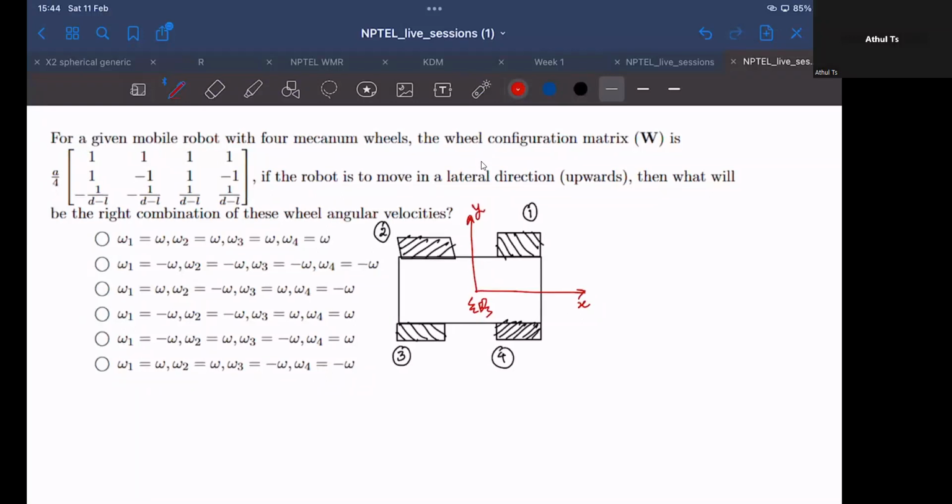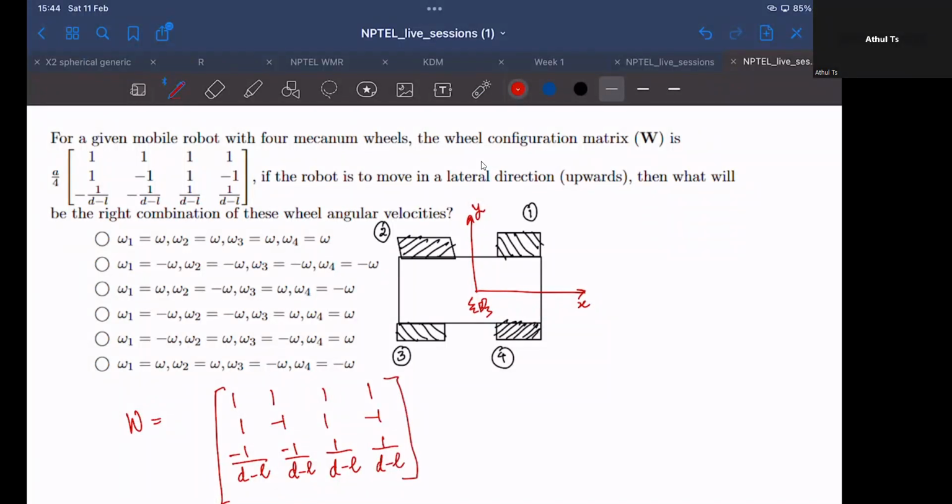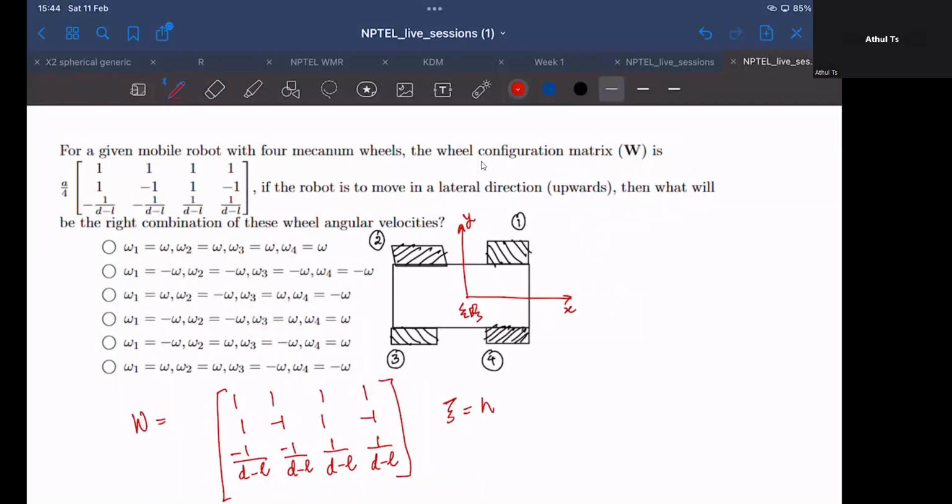And again, the wheel configuration matrix is also given. Wheel configuration matrix, W would be 1, 1, 1, 1, 1, minus 1, 1, minus 1, minus 1 by (d minus L), minus 1 by (d minus L), 1 by (d minus L), 1 by (d minus L). So we should be knowing that the transformation zeta would be W times omega, where zeta is (U, V, R).